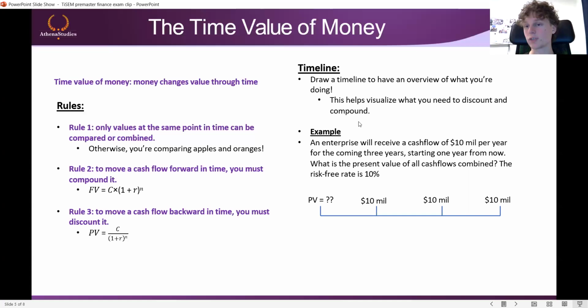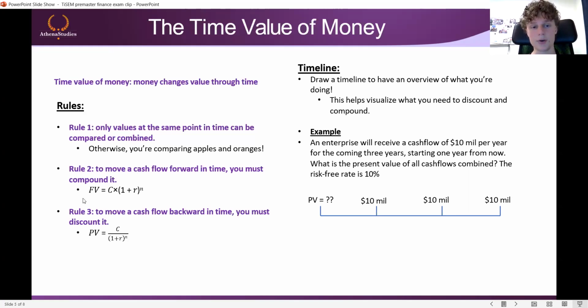But of course, that's great to know, but how do we get these values at the same time periods? And that's where the gist of this little exam clip comes in. We do that via compounding and discounting. Now, compounding simply means to move a cash flow forward in time. And the way we do that is with the formula we saw on the last slide as well. Note that it looks a bit different now, but the key elements are still the same.